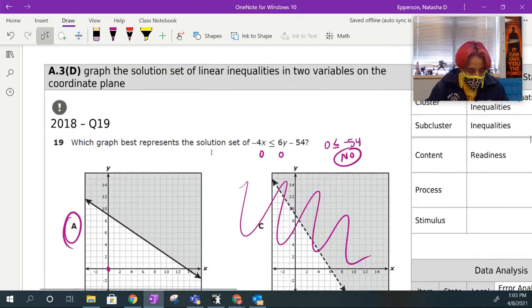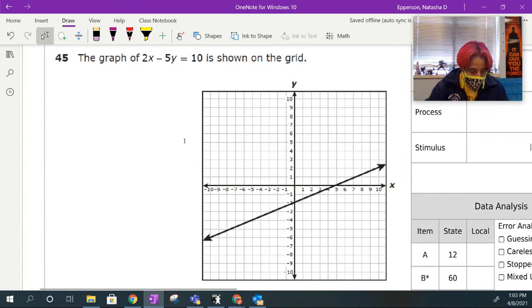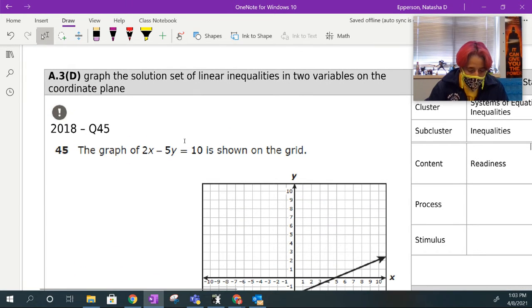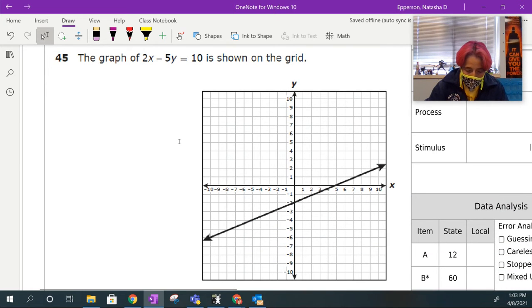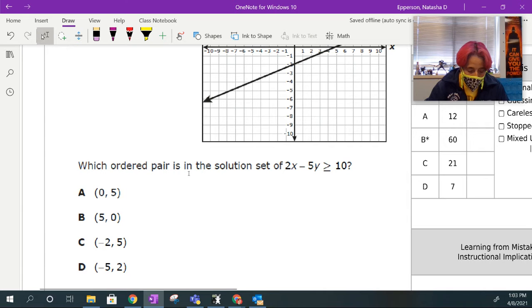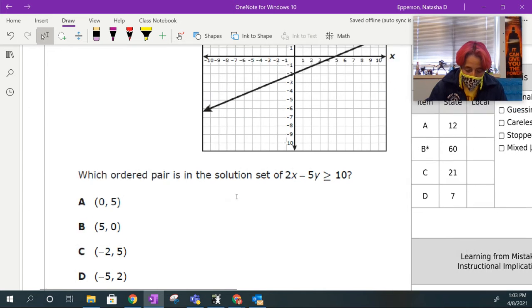Let's see. Am I still in the same 3D? Yep, I'm still in the same. Okay, so question number 45. We're given the graph shown on the grid here. We want to know which ordered pair is a solution to this set.